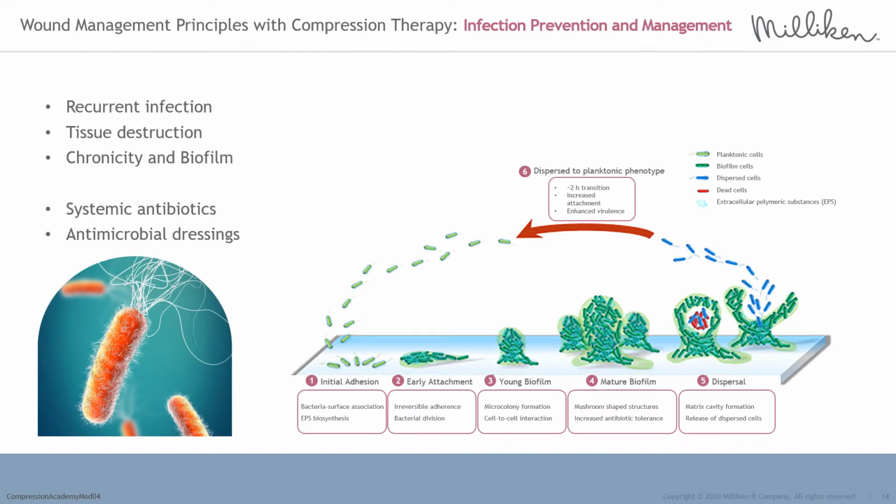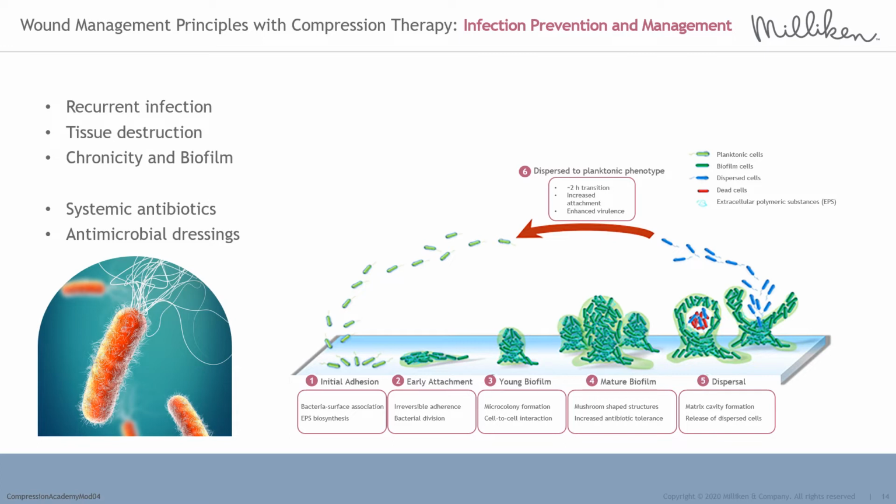Infection prevention and management. As discussed when we looked at differential diagnosis of leg ulcers, both venous and mixed leg ulcers are prone to infection. Venous leg ulcers are prone to recurrent infection episodes. This may be due to unmanaged exudate, dressing leakage, soiling from incontinence.